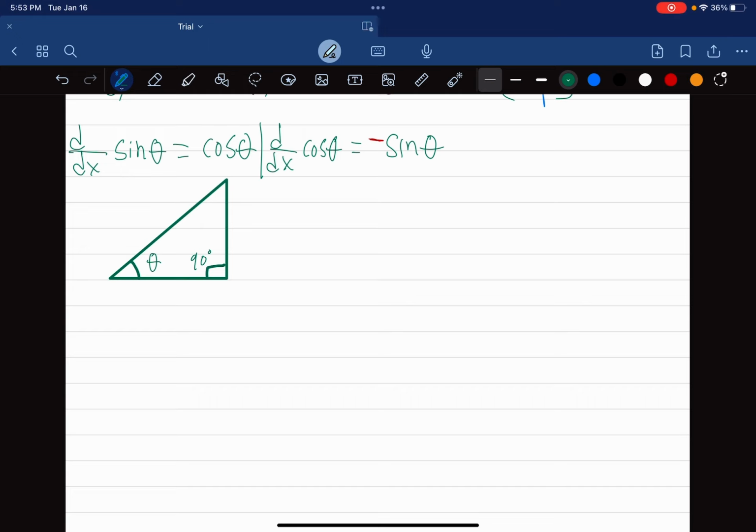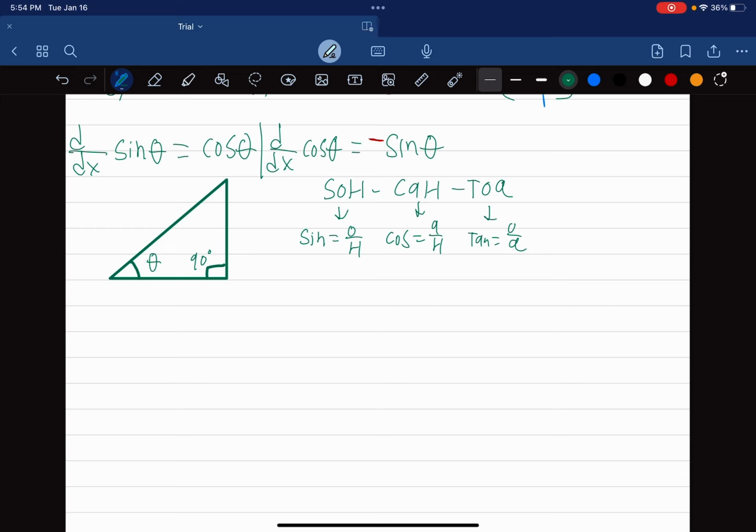And we normally use something like SOH CAH TOA, which means sine is equal to opposite over hypotenuse. Cosine is equal to adjacent over hypotenuse. And tangent is equal to opposite over adjacent. Cool?